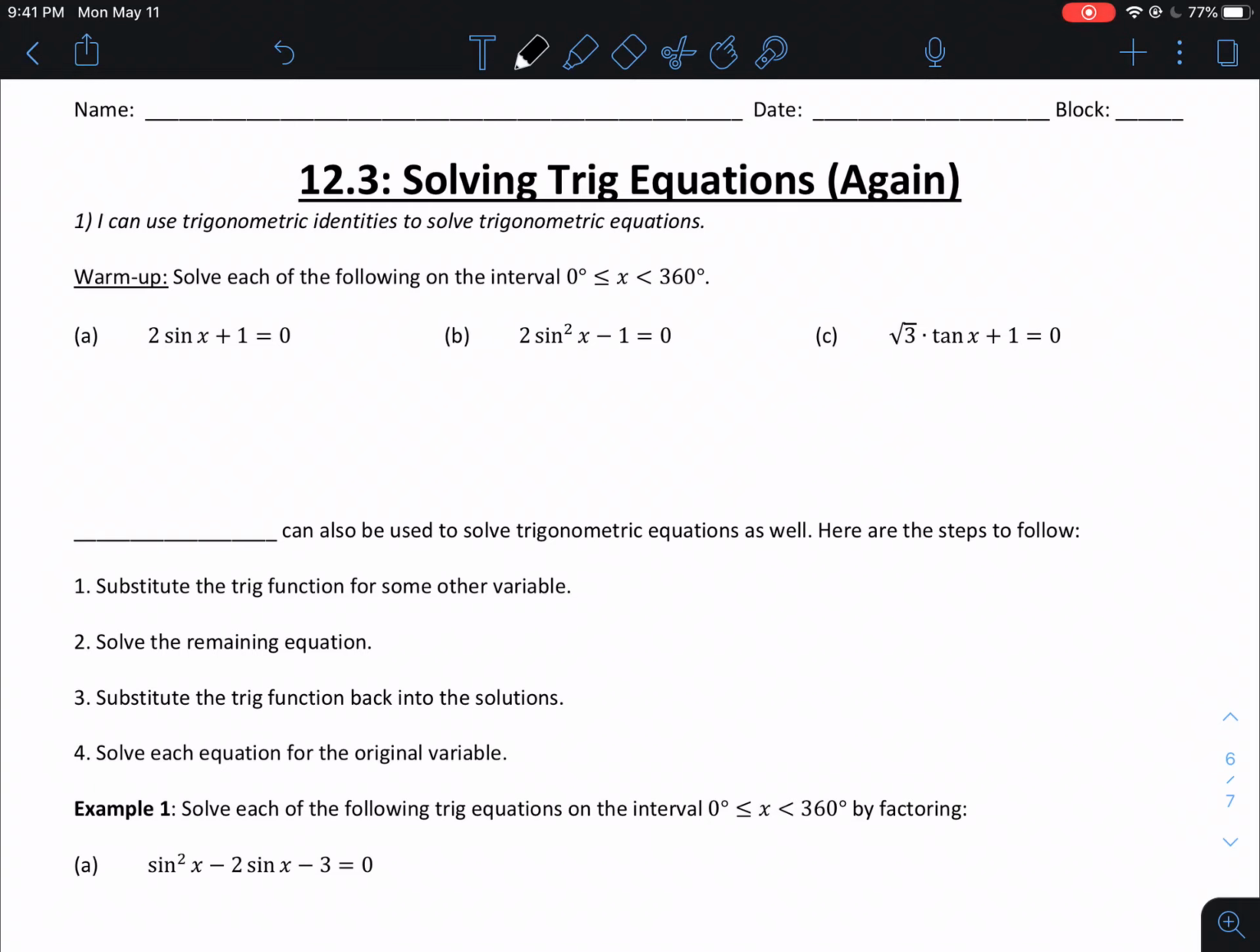All right, well, hello, Honors Algebra 2. We are working on our last section of the notes for Unit 12. We're going to be talking just a little bit about solving trig equations.